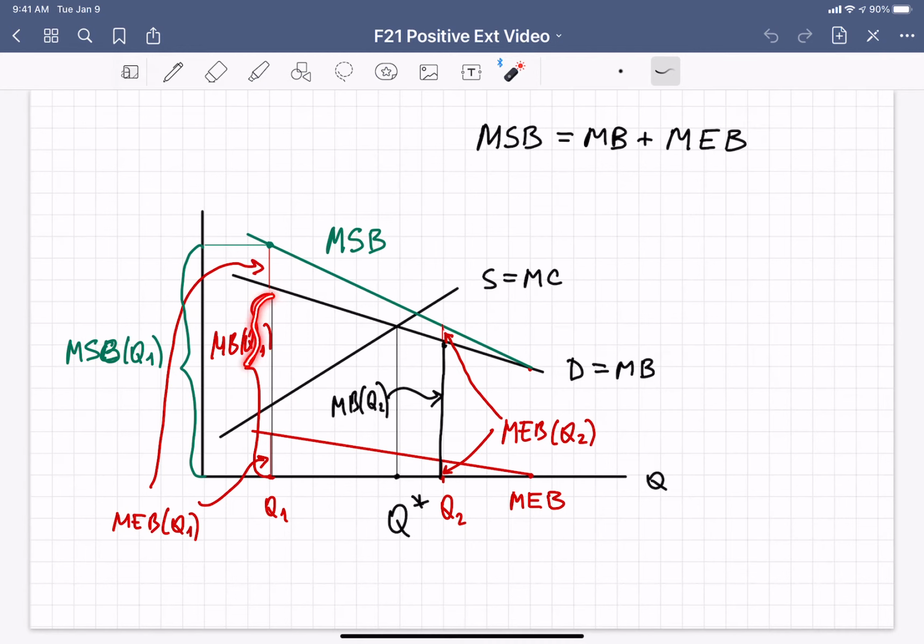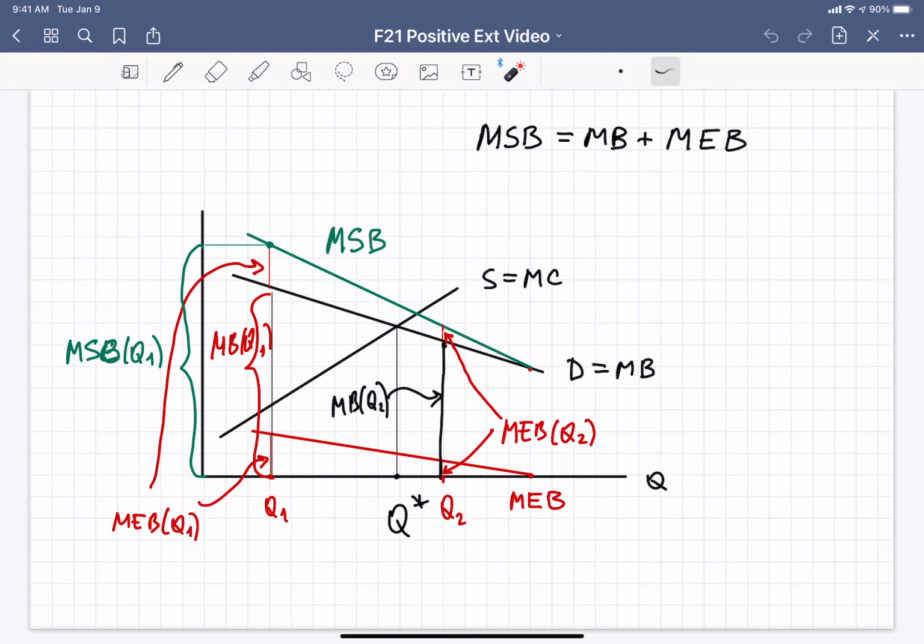Well, in fact, as it's already shown here, it's this distance, right? Again, this is MB at Q1 and MEB at Q1. We just need to move this one and put it on top of MB at Q1. All right, that's how you got this point. I hope it was clear. If not, we can get back to it in class.